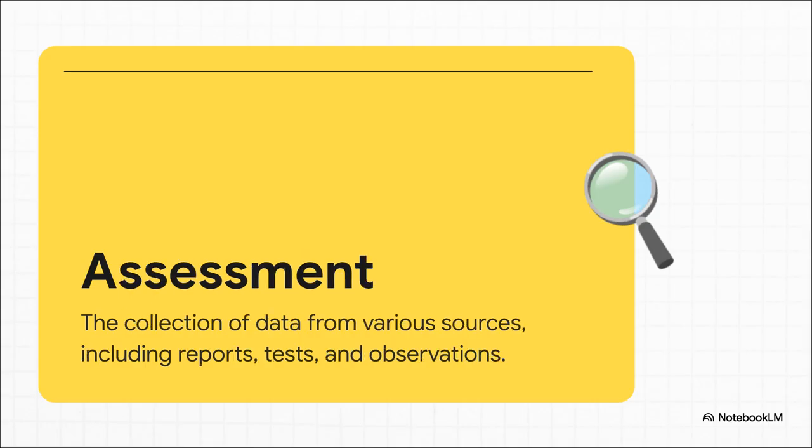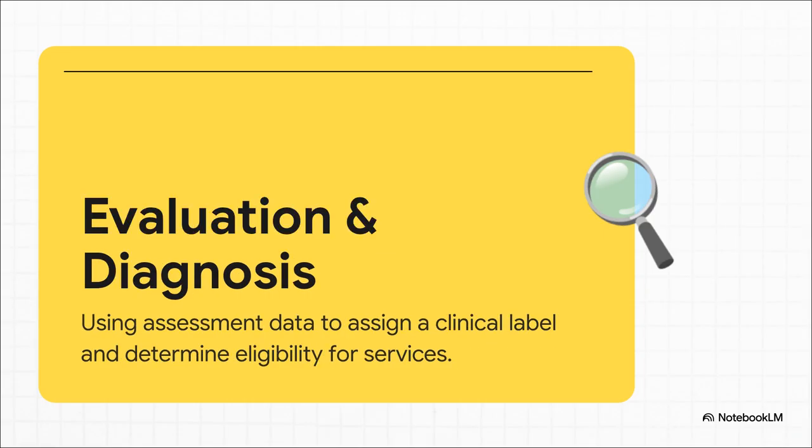From there, we move to the assessment, and this is where the clinician really puts on their detective hat. This is the hands-on part. They're collecting data from all over the place, talking to you, the parents, looking at reports, just watching your child play, and yes, doing some formal tests. They're gathering all the clues. And all that detective work, all that data, it leads to the evaluation and, finally, a diagnosis. This is where they put all those clues together to give a specific name to what's going on. And that diagnosis, that's what ultimately determines if a child is eligible for services.